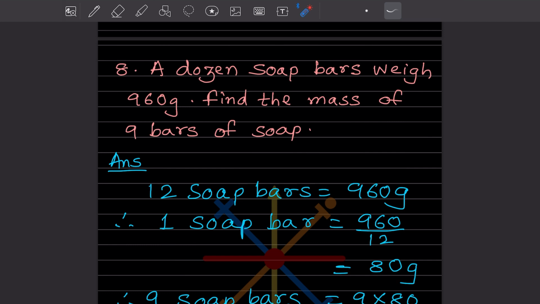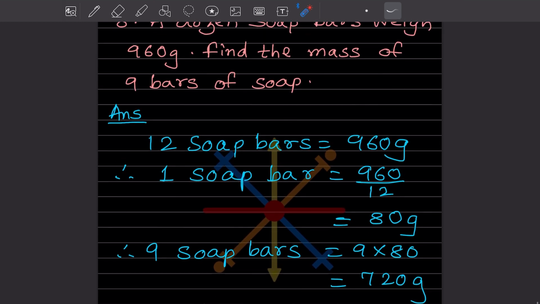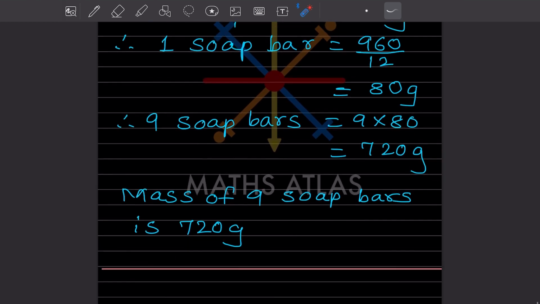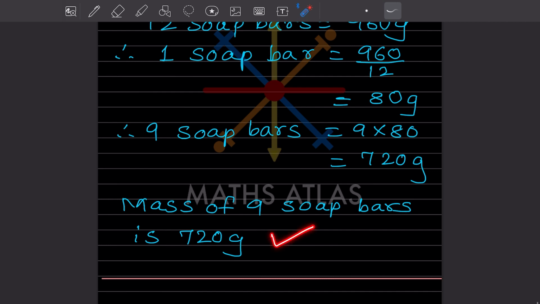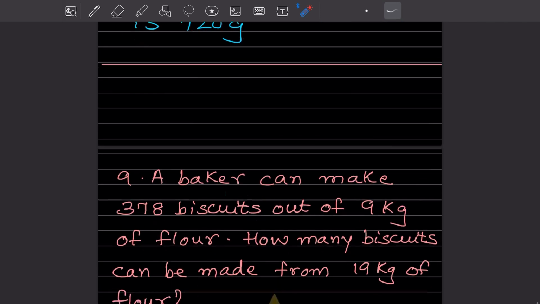So one soap bar is, again we are going to cross multiply. Here we don't know. So 960 into 1, that is going to be 960, and this will get divided by 12. So that is one soap bar is 80 grams. Now we want the mass, that is the weight, of 9 soap bars. That is 9 into 80, that is going to be 720 grams. So you have to write this statement: mass of 9 soap bars is 720 grams.